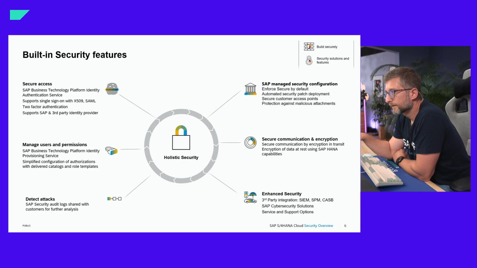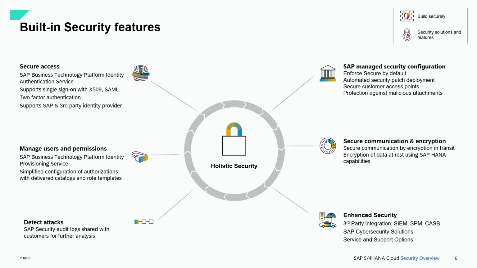Further, in order to detect attacks, we provide the security audit log, where security-related events are collected. We have also provided an API for third-party SIEM solutions to analyze those log findings to provide insights into those findings. Our communication as well as our data at rest is encrypted, and we have enforced a secure by default approach for our security configuration.